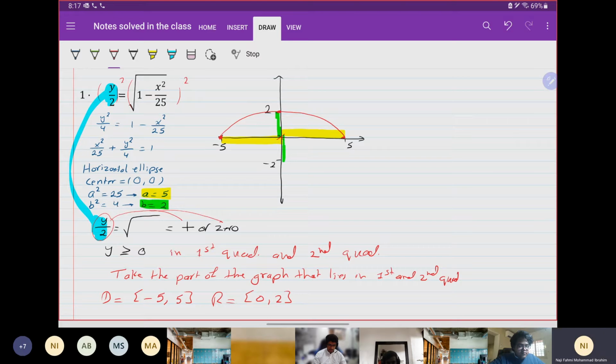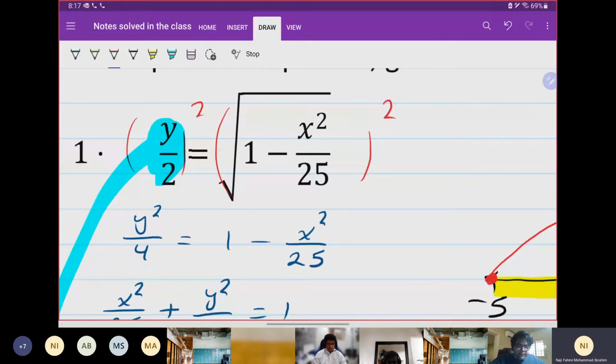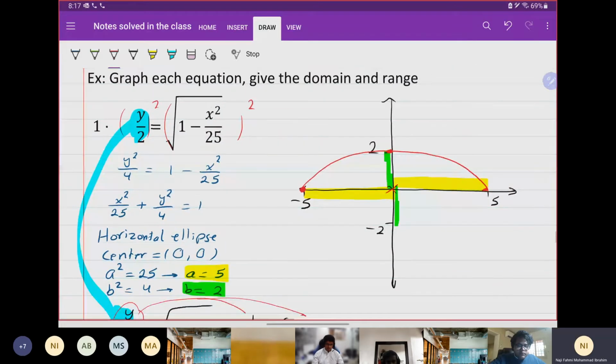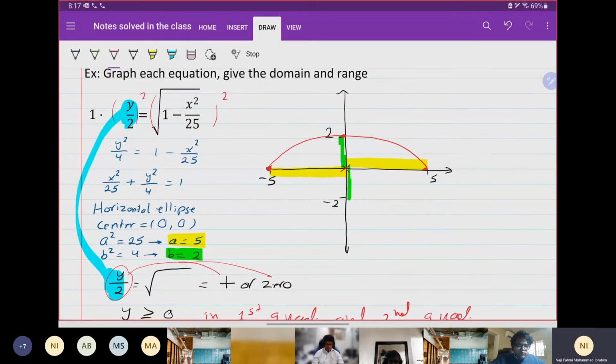A question for you, Shabab: what if the equation in the original was a negative root? This means the value of y will be negative. Which quadrants will these be? The third and the fourth. So I will take the part in the third and the fourth. So it's important to study the sign outside the root.